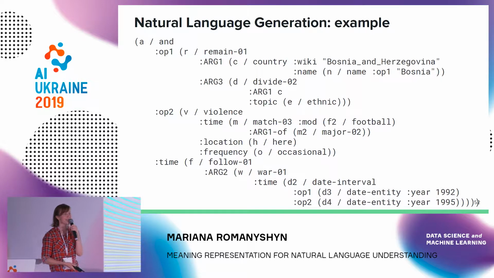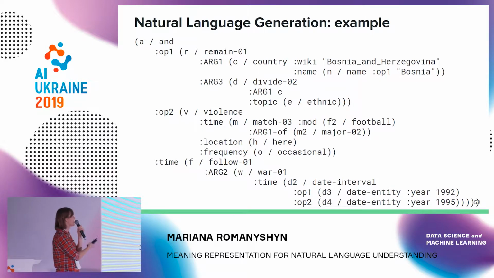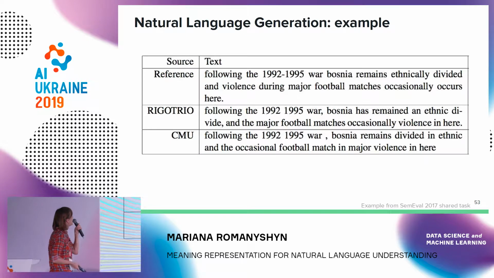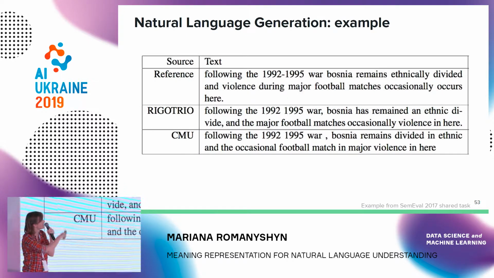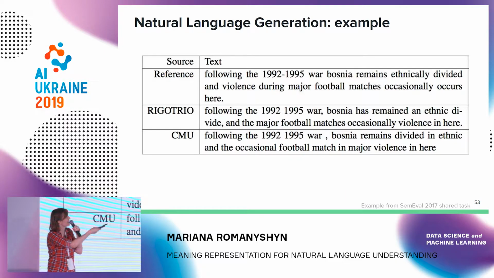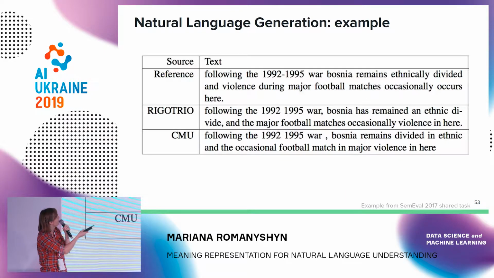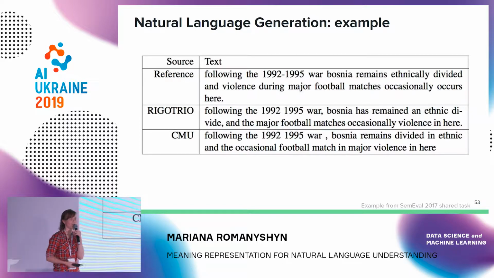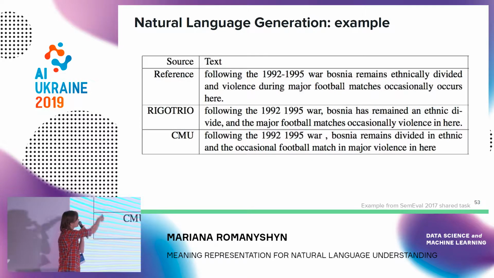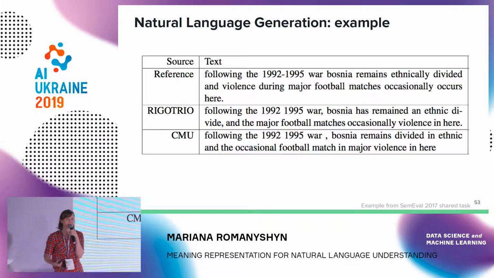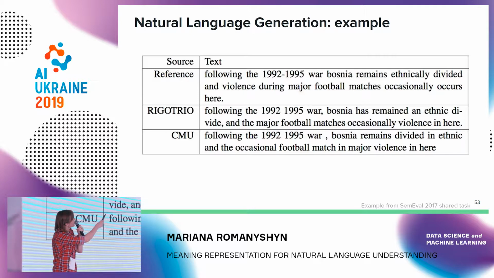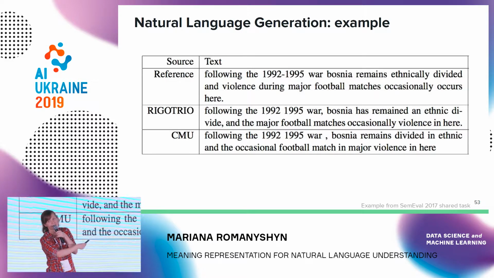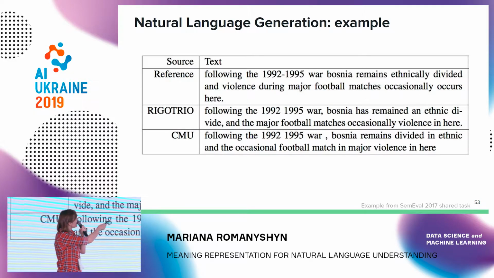In 2017, there was a shared task on natural language generation from AMR. The reference sentence of this graph was: following the 1992-95 war, Bosnia remains ethnically divided and violence during major football matches occasionally occurs here. So this is quite a complex sentence and a complex AMR graph. These are the outputs of the two top winning systems in this competition. The first one did pretty well: following the 1992-1995 war, it even inserted a comma, you can see that. Bosnia has remained.